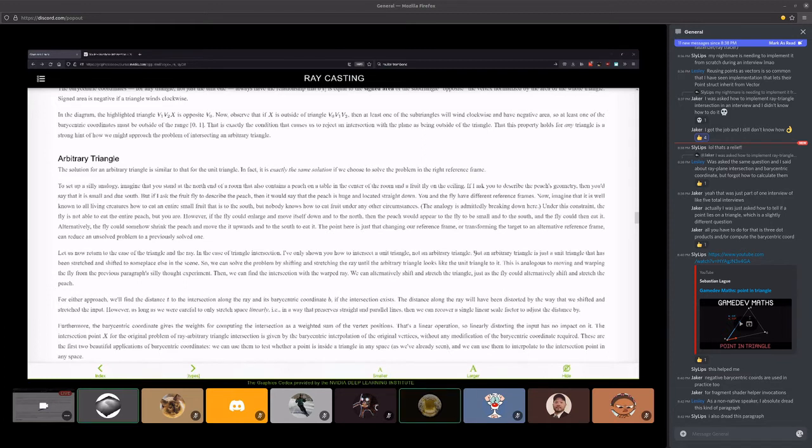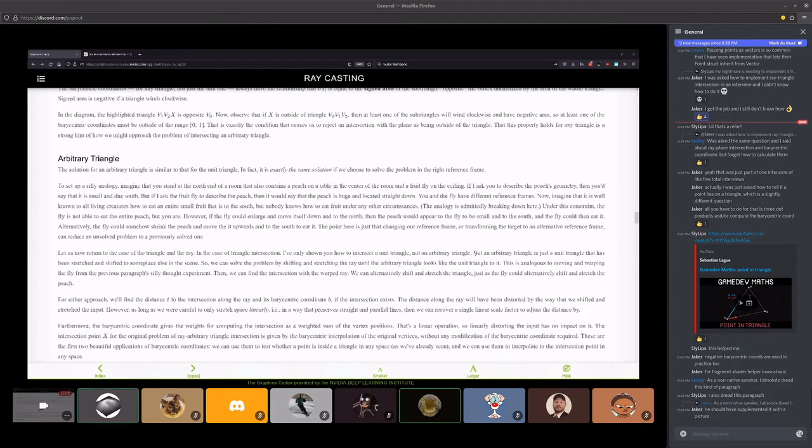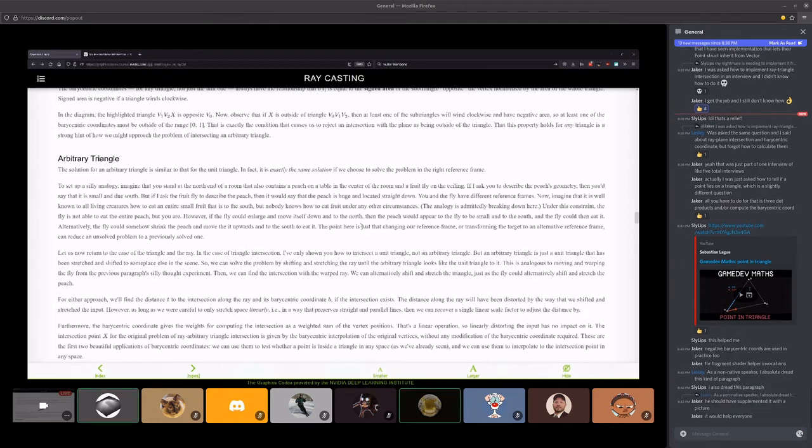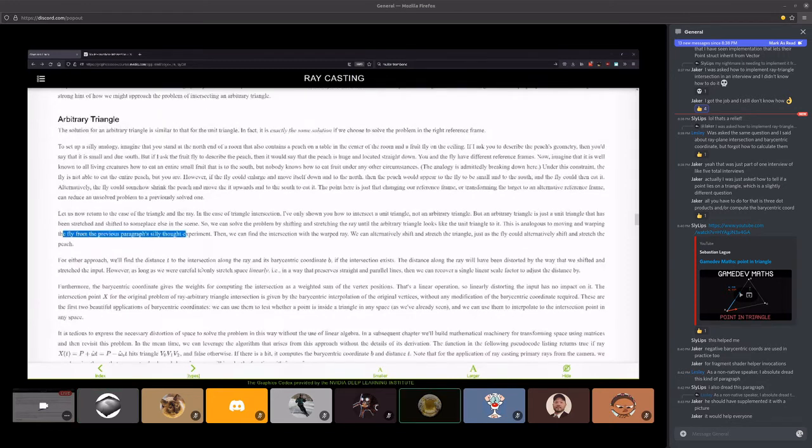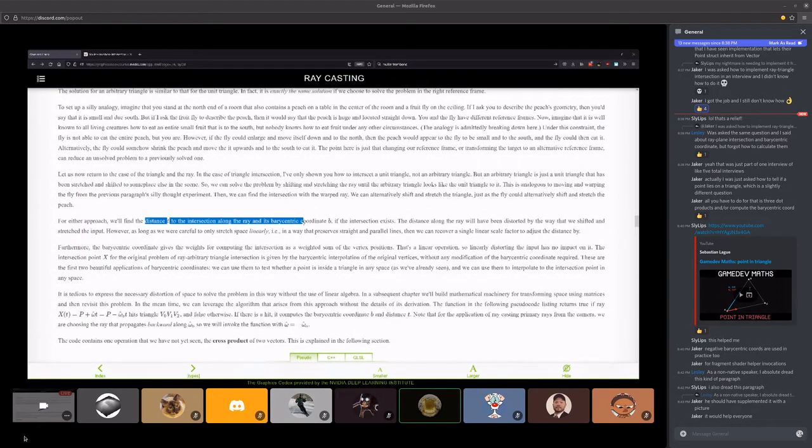So they're going to try to solve the arbitrary triangle by just shifting it into the coordinate frame of the unit triangle, which is a lot more succinct than flies and peaches, south, north, east, west, all that jazz. Okay. Yeah, I agree. If you're going to describe it that way, I think a picture would help. Yes, I think so too.